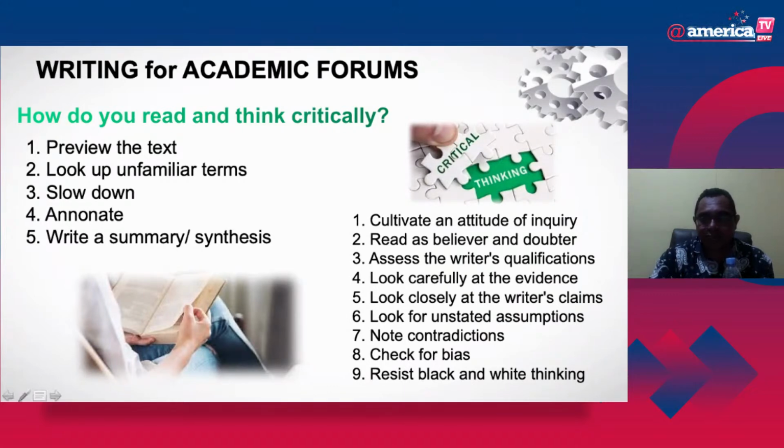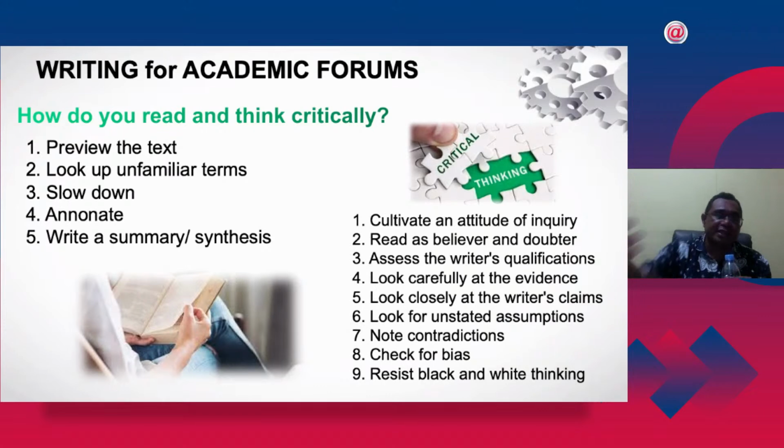So assess the writer's qualification and look carefully at the evidence. Look closely at the writer's claims when you use some others' ideas, but also your claims. Think about that. Take some distance from yourself, like zoom in and zoom out. Sometimes you have to zoom out, like put yourself as a reader, but another self of you as a writer, and try to look at whether your claim is strong enough or not strong enough. So you have to also think about that.